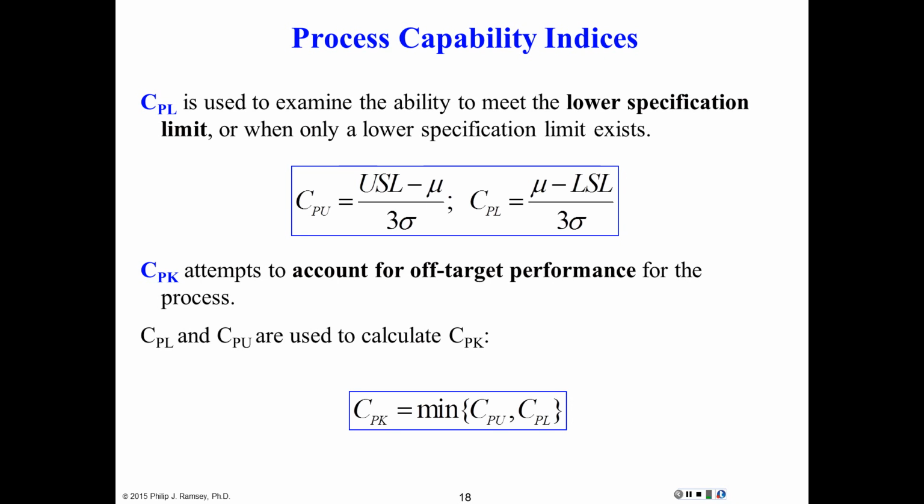So CPK accounts for off-target performance by simply using which of the two one-sided capability indices is smallest. This was believed to be a worst-case scenario. We will not get into the details, but in actual practice, CPK doesn't truly bound the worst performance, but it's a well-accepted measure of off-target capability performance.